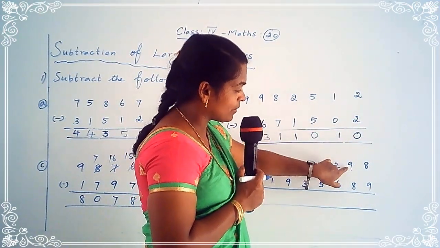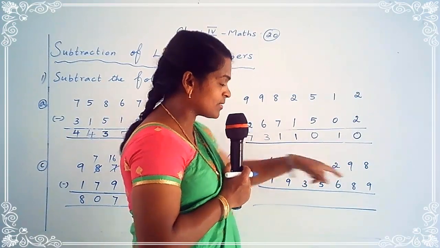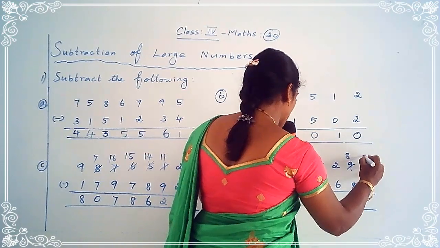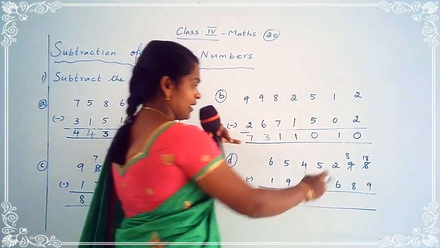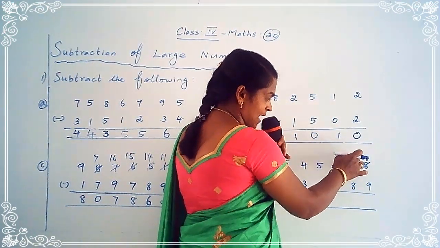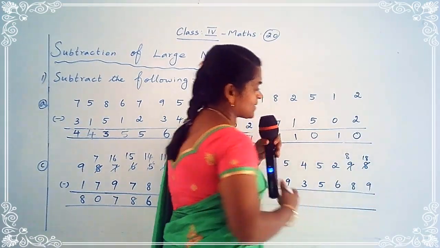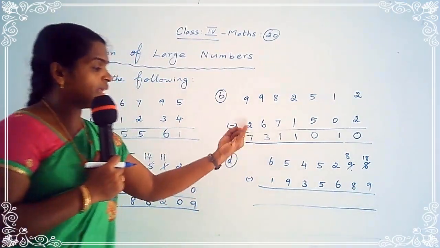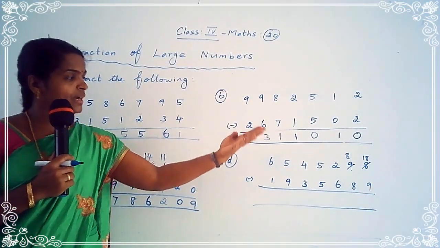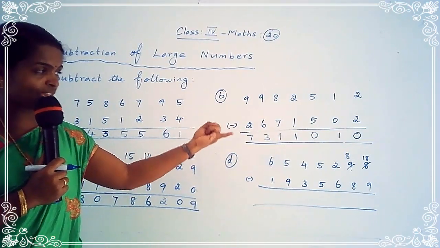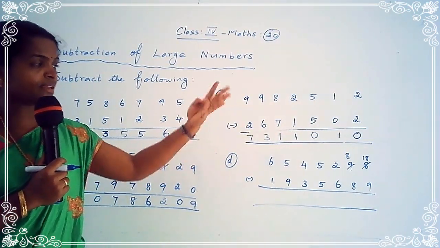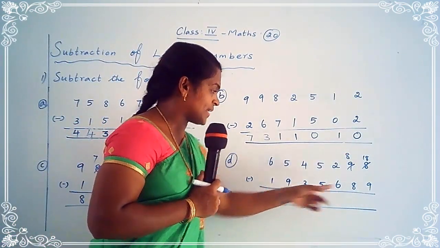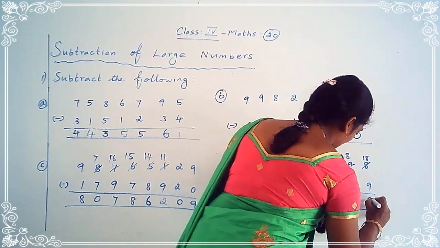Here 9 is there. So now you borrowed 1. So 9 becomes 8, 8 becomes 18. Now you subtract 18 minus 9. 9 after 10, 11, 12, 13, 14, 15, 16, 17, 18. Already 5, 5 plus 4, 9. So 18 minus 9 is equal to 9.